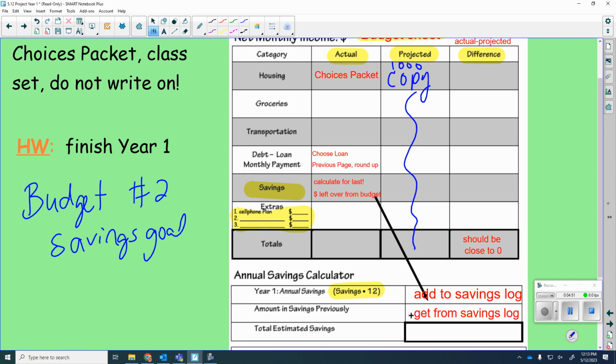Can you have more than one savings goal? Sure. Why not? Okay.